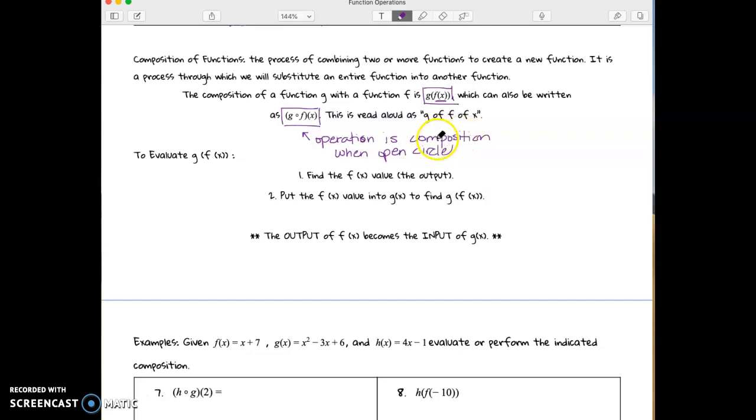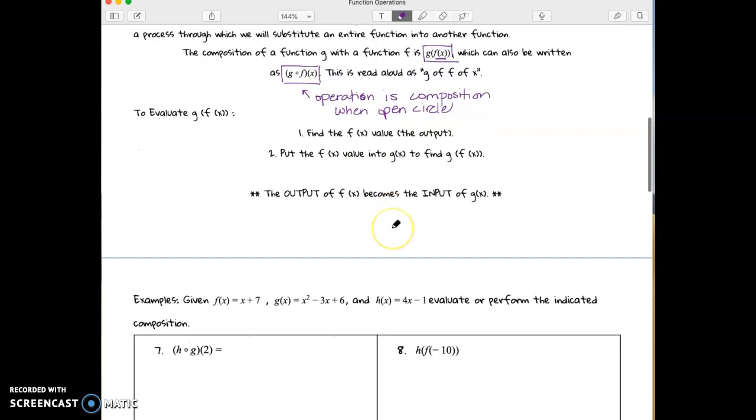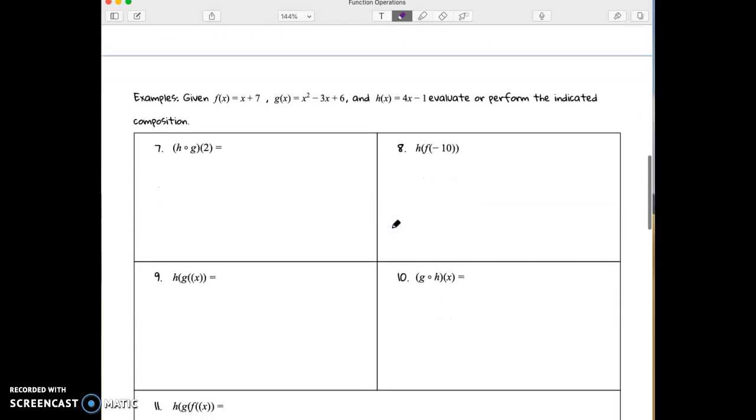So the open circle tells us that it's composition. And again, it's important to think about we're working from the inside out. So we always start with the innermost set of parentheses and then work our way to the outside. So we might actually be finding a number value to plug into the other function, or sometimes we might be writing it as another function rule. It depends on, again, what you see in the problems.